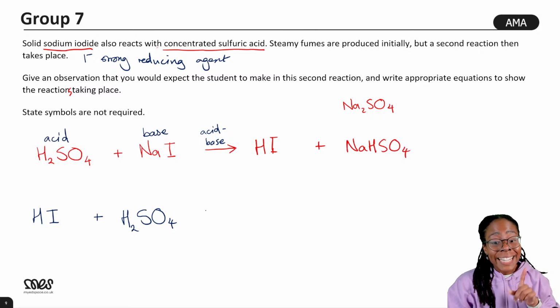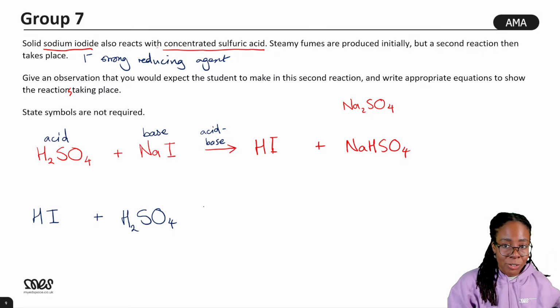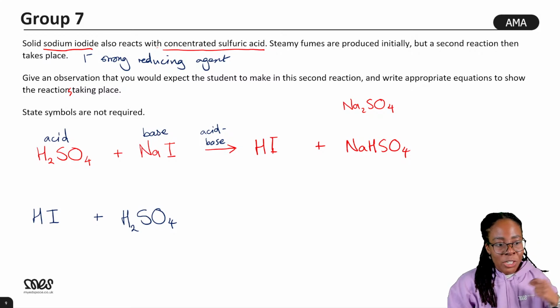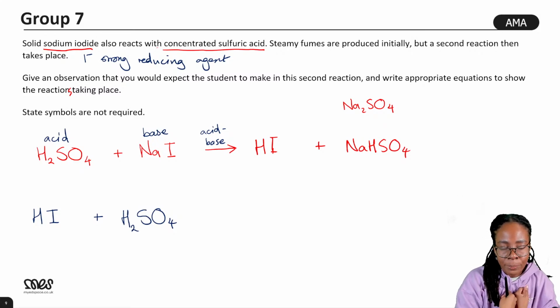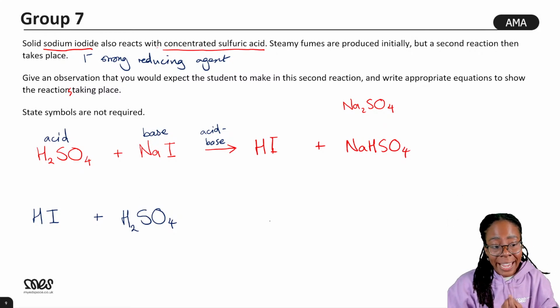Okay, not to gain an electron, to lose an electron. It's a reducing agent, which means it causes something else to be reduced, and itself, it's oxidized. That's a key term that you will learn more about in A level. So if it's a reducing agent, it reduces something else.